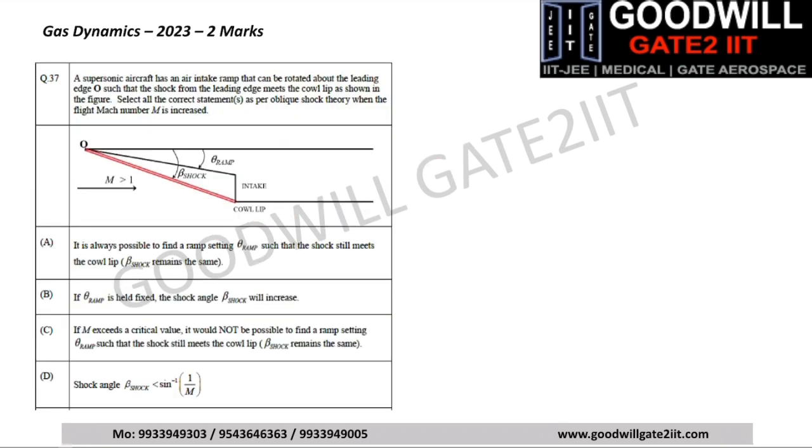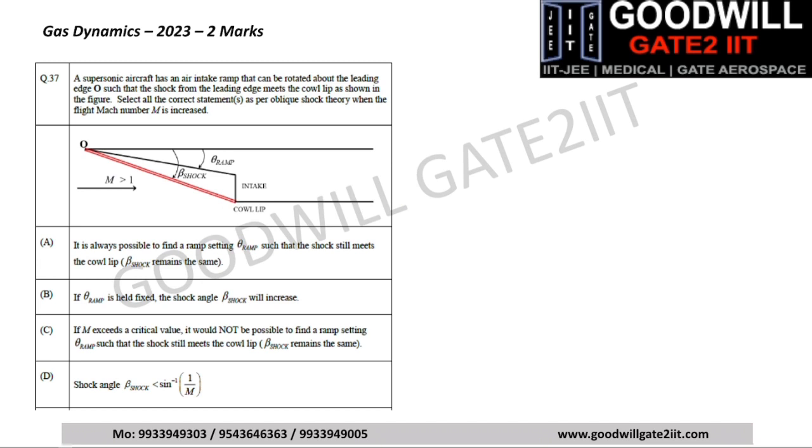So the next question is again a 2-mark question, that is question 37. A supersonic aircraft has an air intake ramp that can be rotated about the leading edge O such that the shock from the leading edge meets the cowl lip as shown in the figure. Select all the correct statements as per oblique shock theory when the flight Mach number M is increased.